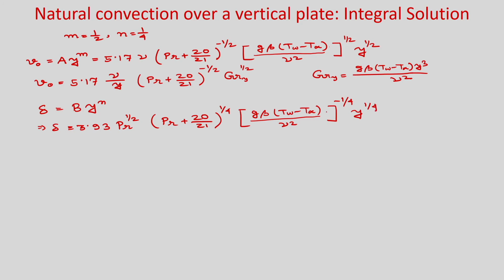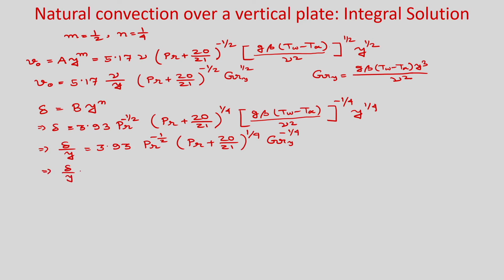And in a similar way here we will also put in y cube and rearrange, and we will get delta by y as 3.93, sorry, this is minus, okay, Prandtl number to the power minus half. So, Prandtl number to the power minus half, Prandtl number plus 20 by 21 to the power 1 by 4, and you can see you will get Grashof number to the power minus 1 by 4.